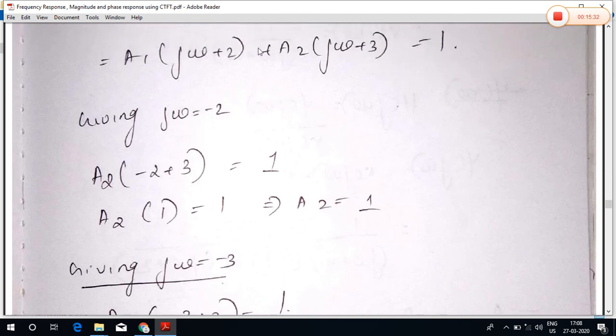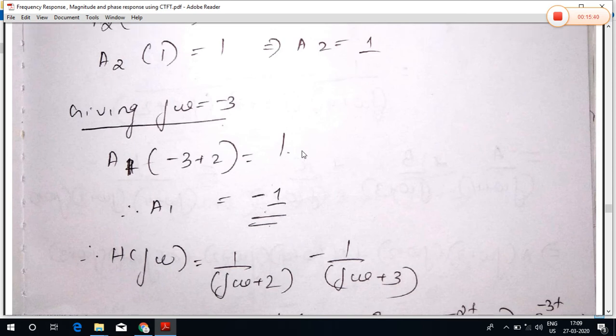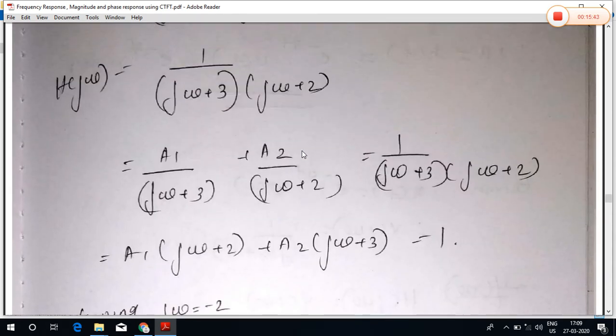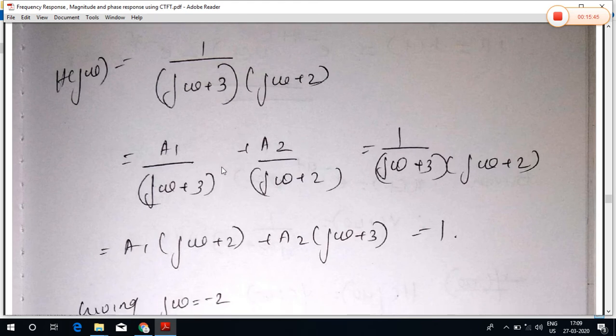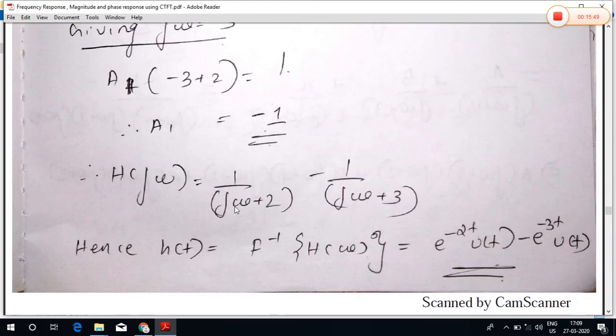So that you can find out a2 and a1. a2 we got it as 1 and a1 we got it as minus 1. Hence H(jω), that is, we will substitute in this equation. H(jω) can be written with a1 and a2 substituted. You will get it of the form 1 by (jω plus 2) minus 1 by (jω plus 3). So this is your H(jω).